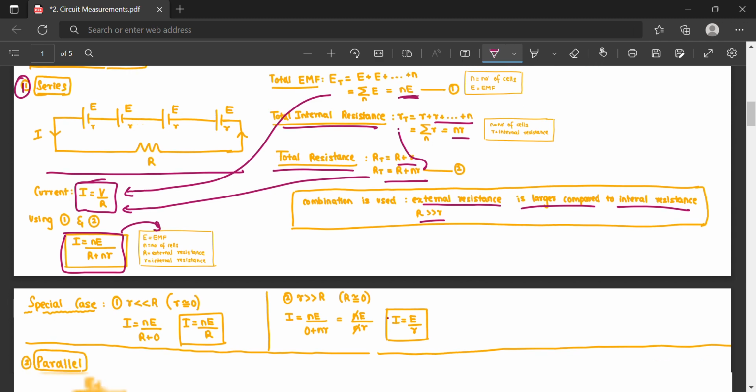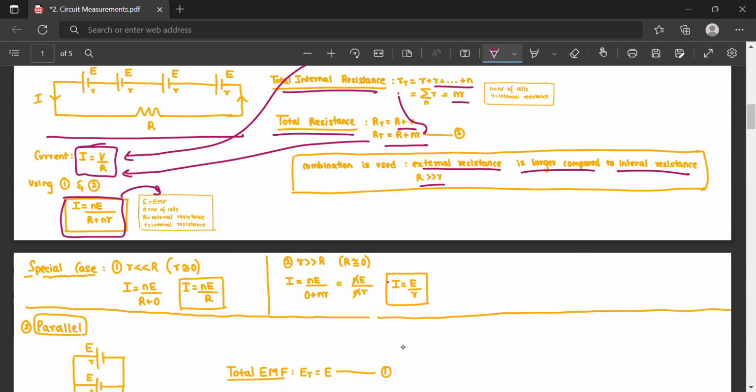There are also a few special cases. If small r value is very much less than capital R, small r can be assumed to be 0, thus giving us I is equal to NE upon R. And if small r value is greater than capital R, capital R value can be assumed to be 0, thus giving us I is equal to E upon r.